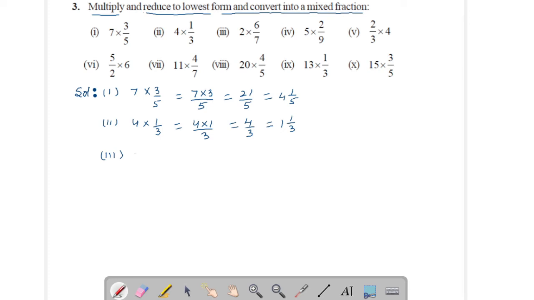It is 2 into 6 upon 7. Here multiply 2 into 6, that is numerator by numerator. 2 into 6 upon 7. 2 sixes are 12 upon 7. Convert it into mixed fraction equal to 1 5 upon 7. This is your answer. Come to fourth part.